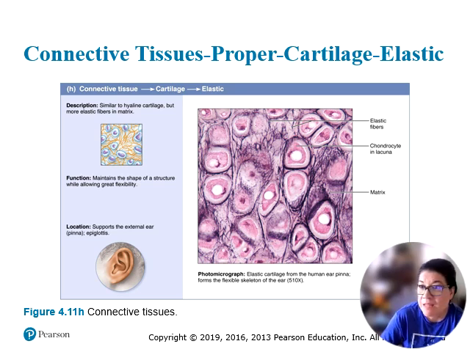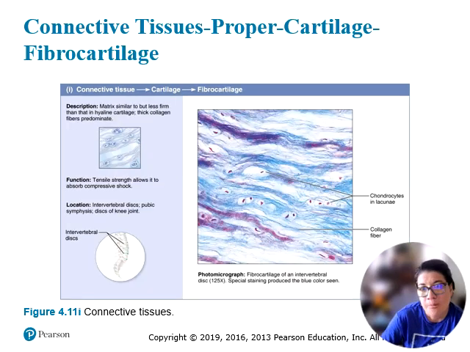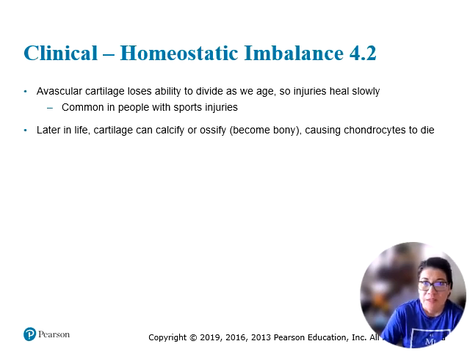And then this is elastic. So the structure looks a little different. You can still see the matrix there. The elastic fibers, and then this is a chondrocyte. That's in your ear. And then this is your fibrocartilage, so in between your vertebrae. Okay, so it doesn't heal as well as we get older.